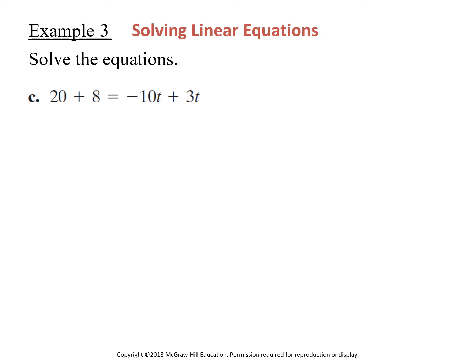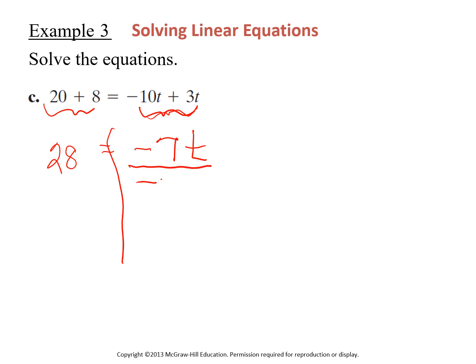So what I see here is that both the left and the right expression need to be simplified before I start to solve, because I can combine like terms. So 20 plus 8 is 28. Negative 10t plus 3t is negative 7t. And now I'm ready to solve this equation. To eliminate the coefficient, I use division. Dividing both sides by negative 7, I get negative 4 equals t.